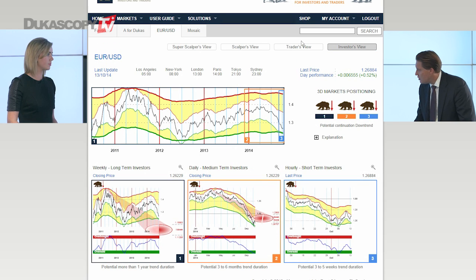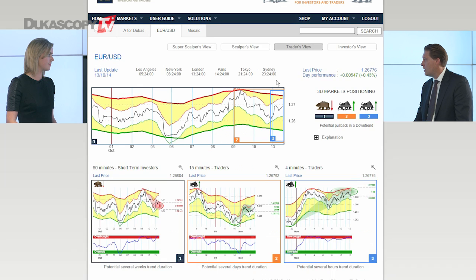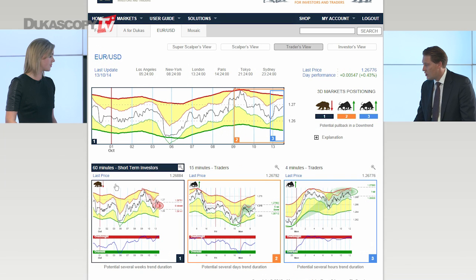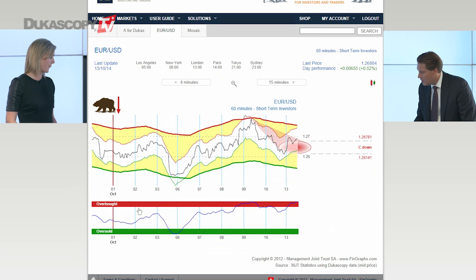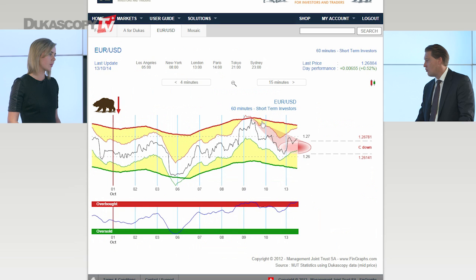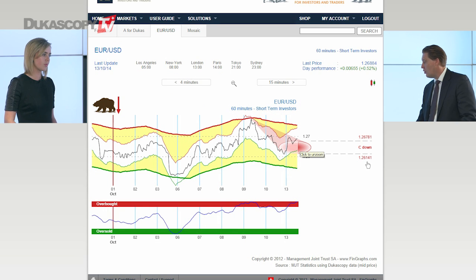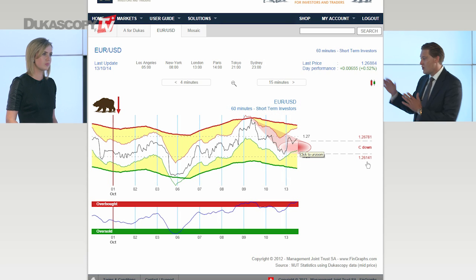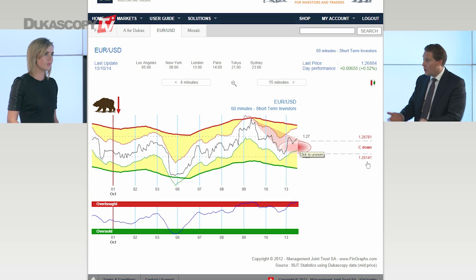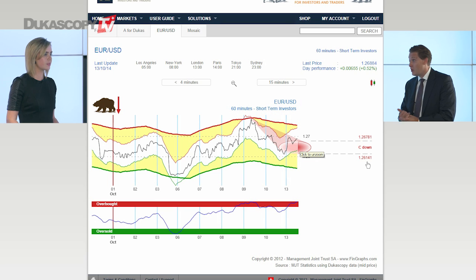And so, just to confirm this resumed downtrend, I'll quickly flick to a trader's view, which is a 60 minutes, 15 minutes and 4 minute chart, and look at the 60-minute chart. Basically it's telling us that we're in a correction up at the moment, and this would accelerate to the downside below 126.14. So as long as we stay above that, we are in this correction up. If we were to move below it again, then we'll see a reacceleration to the downside.